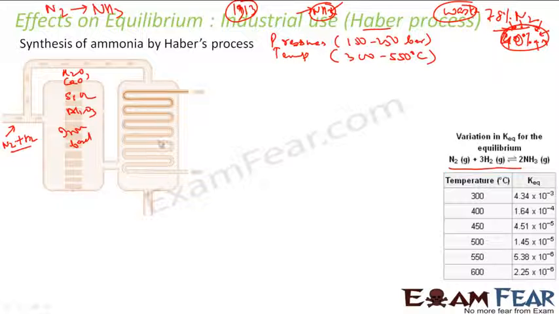And now what happens is, there's a coolant here, cold water or coolant is used. It will cool down things. It will cool down the ammonia, and ammonia is collected here, right? And again the other gases, N2 and H2, go back here and are recycled, and thus you get more ammonia.